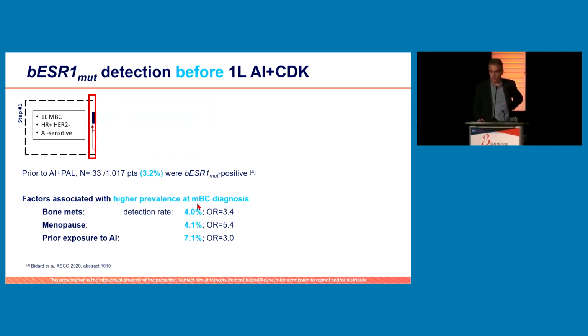We looked at the clinical factors associated with the prevalence of ESR1 mutation at diagnosis, so not later on, but at diagnosis. And you see that you had a slight increase in patients with bone mets, postmenopausal women, and prior exposure to AI. But even in these patients, 7.1% is still very low. So clearly, these ESR1 mutations are appearing after AI exposure at metastatic stage and not at relapse.